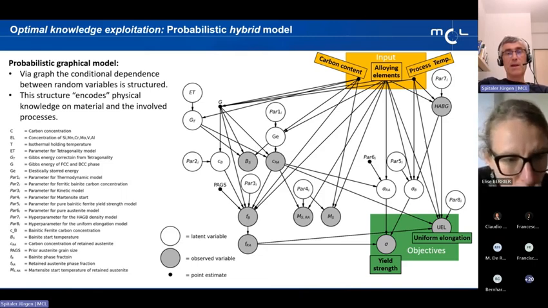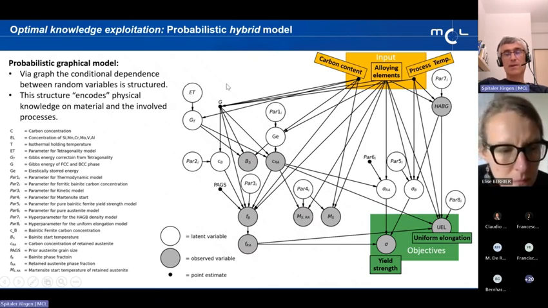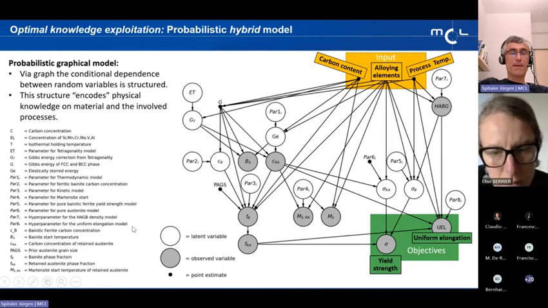In our case, the input is the carbon content of this steel type, the metallic alloying elements, the process temperatures. And going through all these process steps and parameters, we end up with the final properties that we are interested in, which is the yield strength and uniform elongation. Okay, so this is the model where the connections reflect where physical insight comes into play.